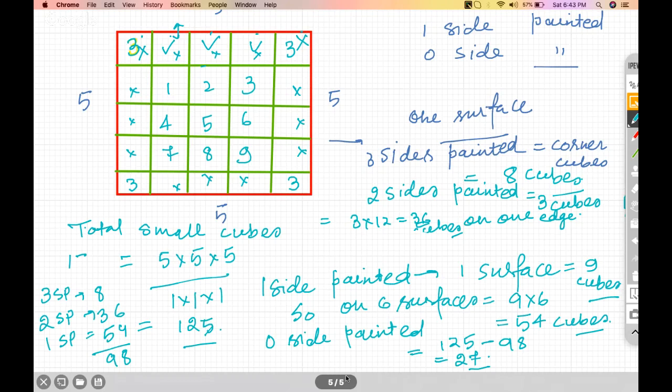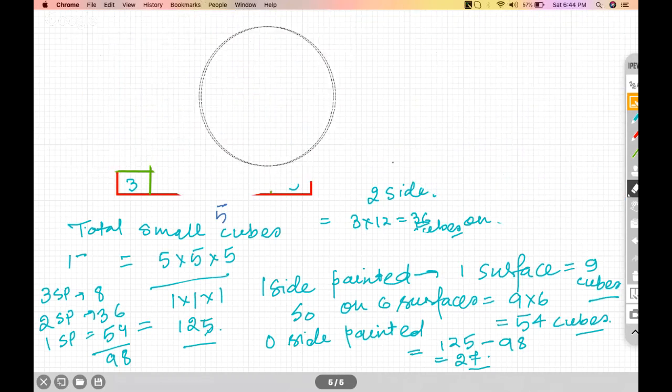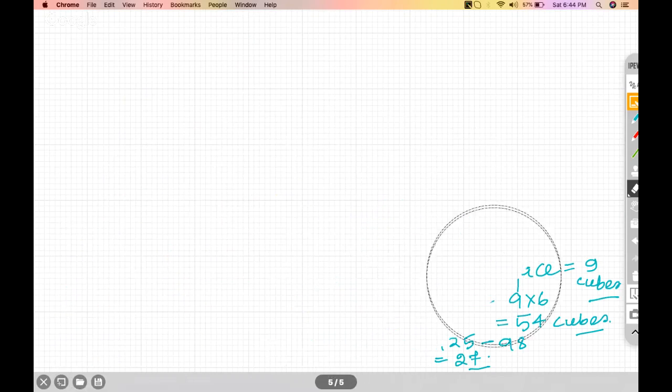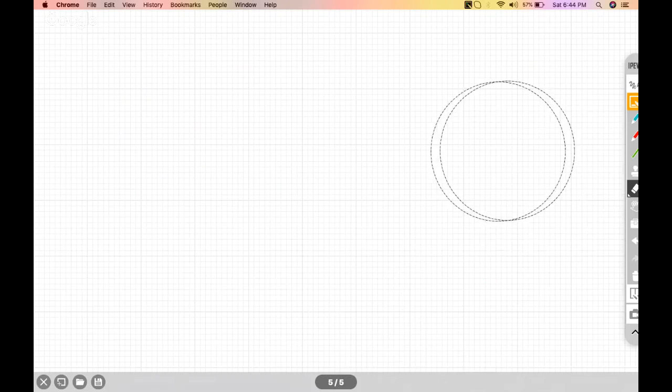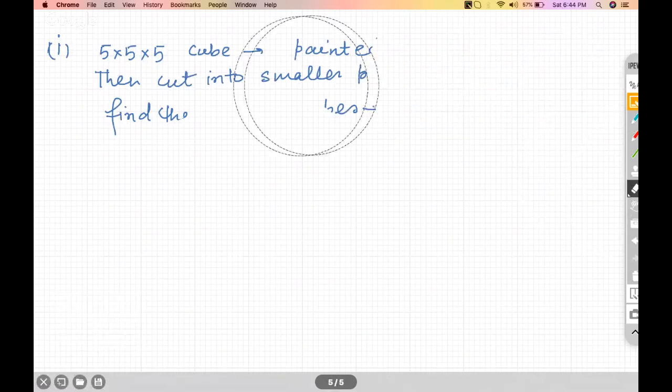Most of you are getting this right. So I will solve one more question on this basis, one or two more questions. So let's take a bigger cube, 7 into 7 into 7 cube, find the same thing.